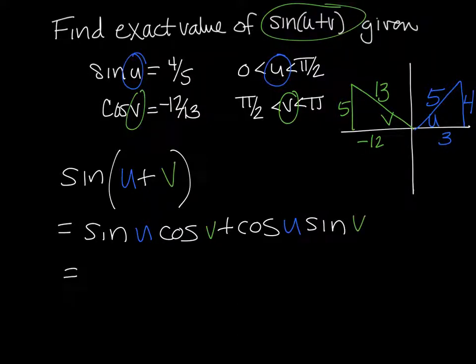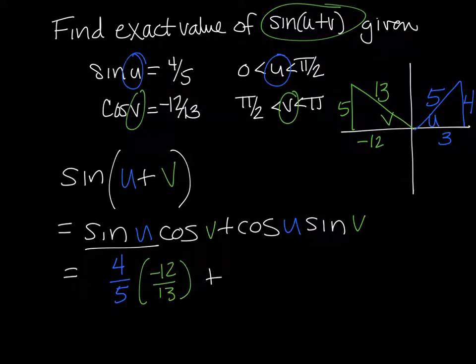All right, let's look at the sine of u. The sine of u, if we look at it, is opposite over hypotenuse, so I can do that. Opposite over hypotenuse. The cosine of v, let's see, here it is. Cosine of v is adjacent over hypotenuse. So we've got times negative 12 over 13.